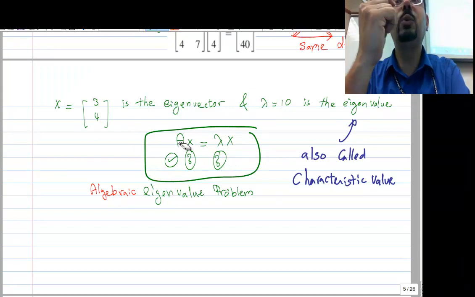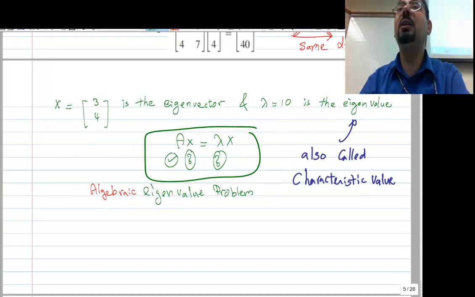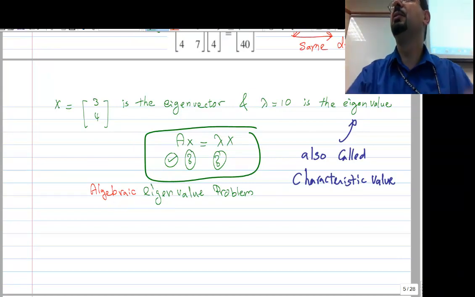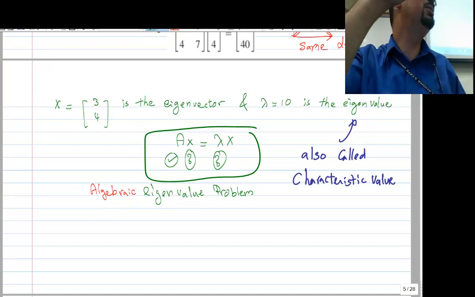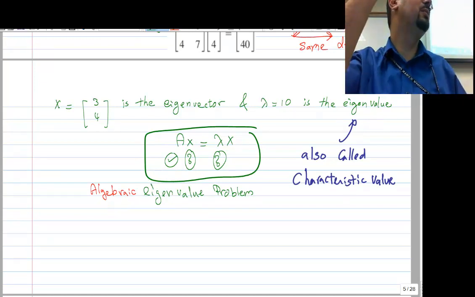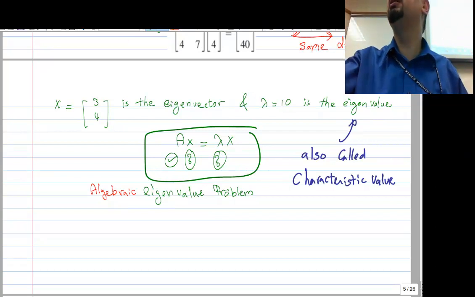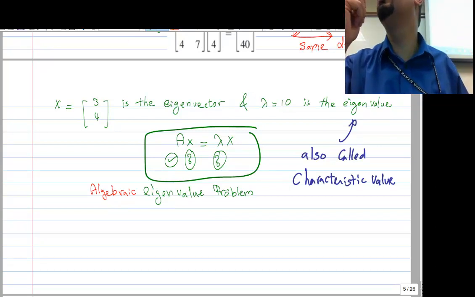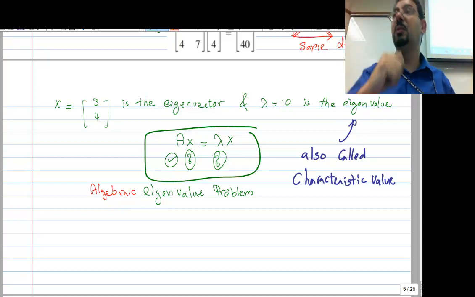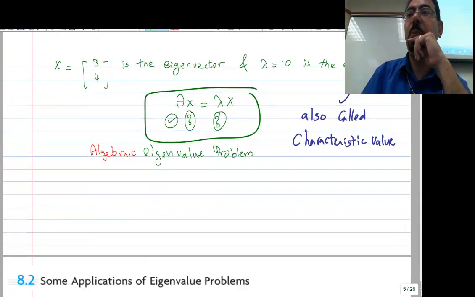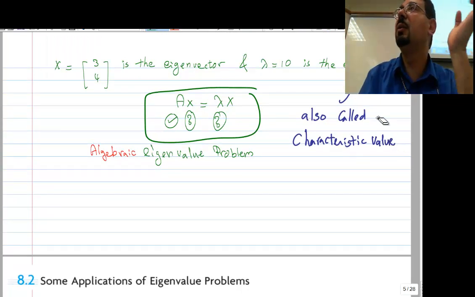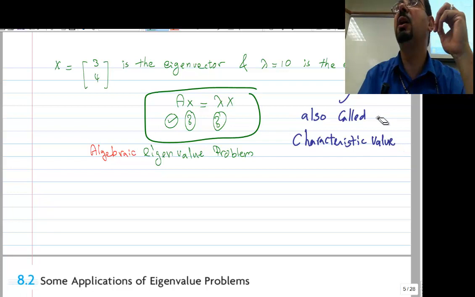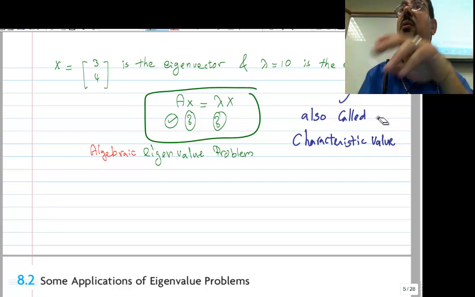When you think about it, it's as if you are turning the matrix into a number, basically turning the matrix into a scalar that will have the same impact of the whole matrix on that particular vector. So another name for the eigenvalue is the characteristic value. We ask, what's the characteristic value for that matrix?